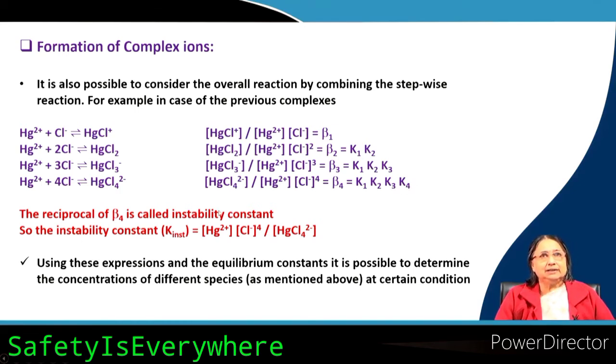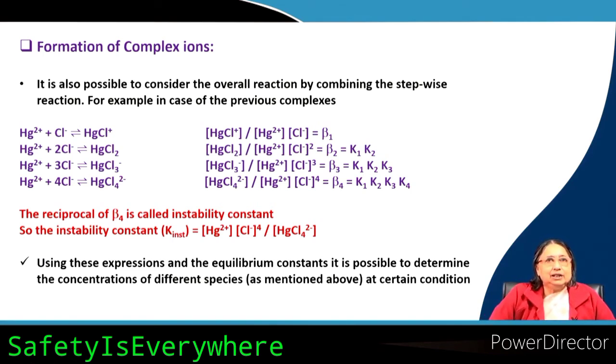And the instability constant, if you take the reciprocal of the beta term, then it will be the instability constant. Now, it is written as K instability, K inst, and this is just the reciprocal. So, in case of beta 4, this is the reciprocal of this one. You can see if you take the reciprocal of this one, then it will become like this. Why are we doing this?